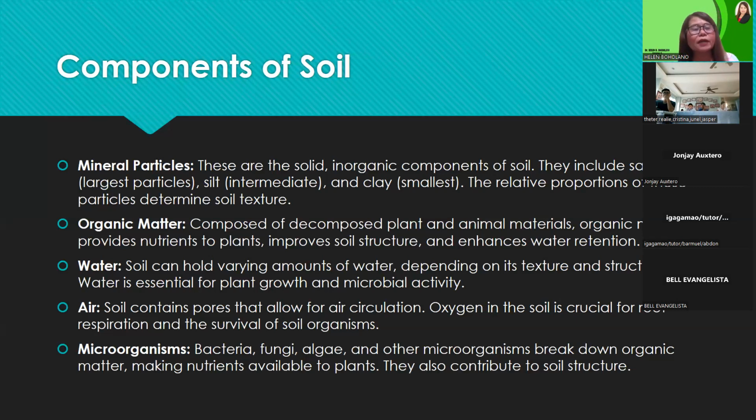And of course, microorganisms. The bacteria, the fungi, the algae, and other microorganisms break down organic matter, making nutrients available to plants. So they also contribute to soil structure. So the microorganism also is an important component of soil.